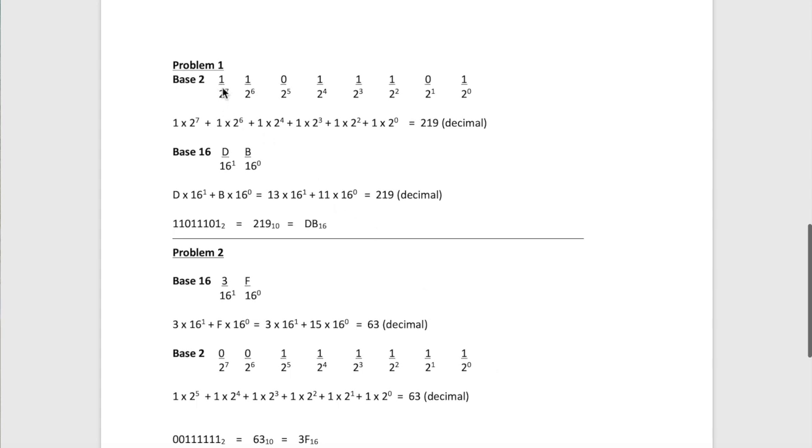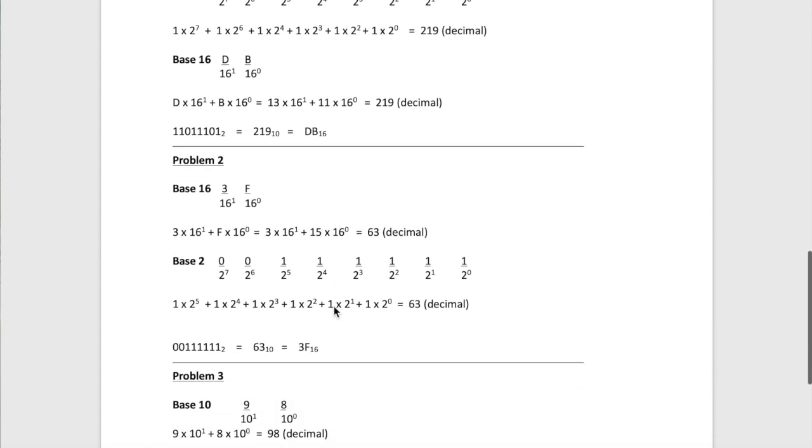So problem 1, I wrote everything down that was given. Okay, this was the binary given. And I figured out which bits are on, included the bits that are on, add these things up to get 219. So my job then, this is the decimal value, is to turn that into a base 16 value. It's DB. Why? Because D times 16 to the first and B times 16 to the 0 turns out to be 13 times 16 to the first plus 11 times 16 to the 0. When you add those up, you get 219. On the bottom then, I write them all out, saying that the original thing that was given, the base 2, these subscripts here is the base, 219 base 10 is equal to DB in base 16.